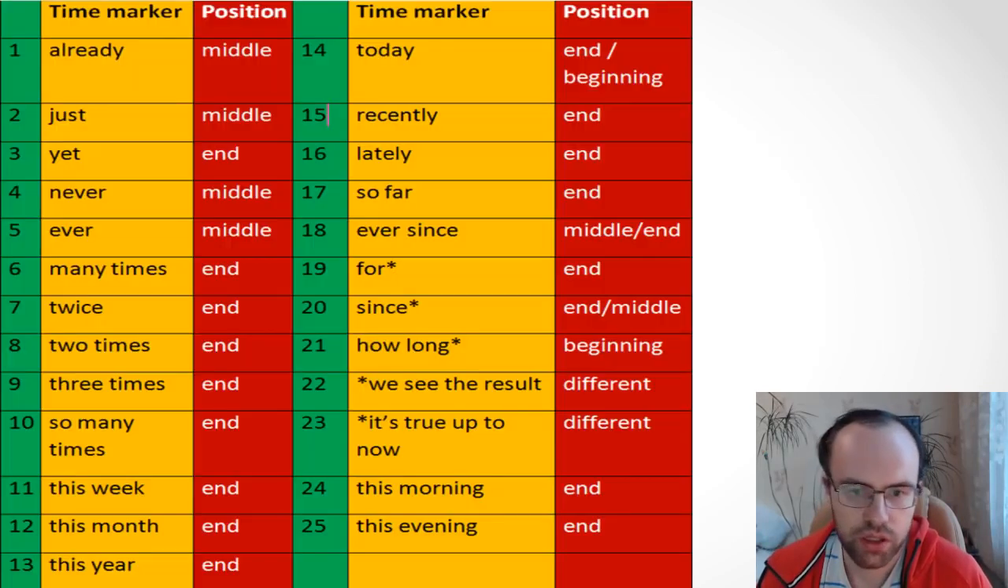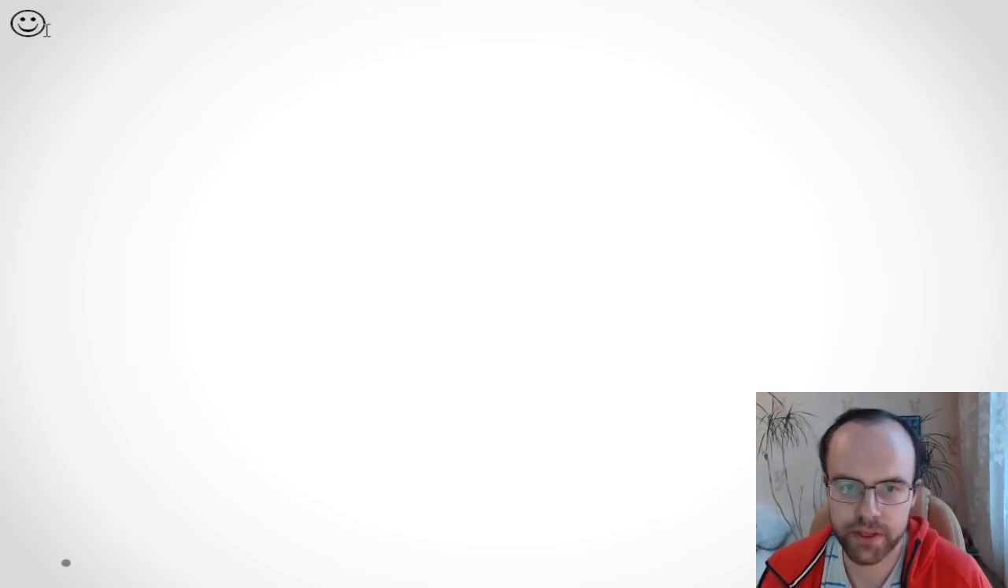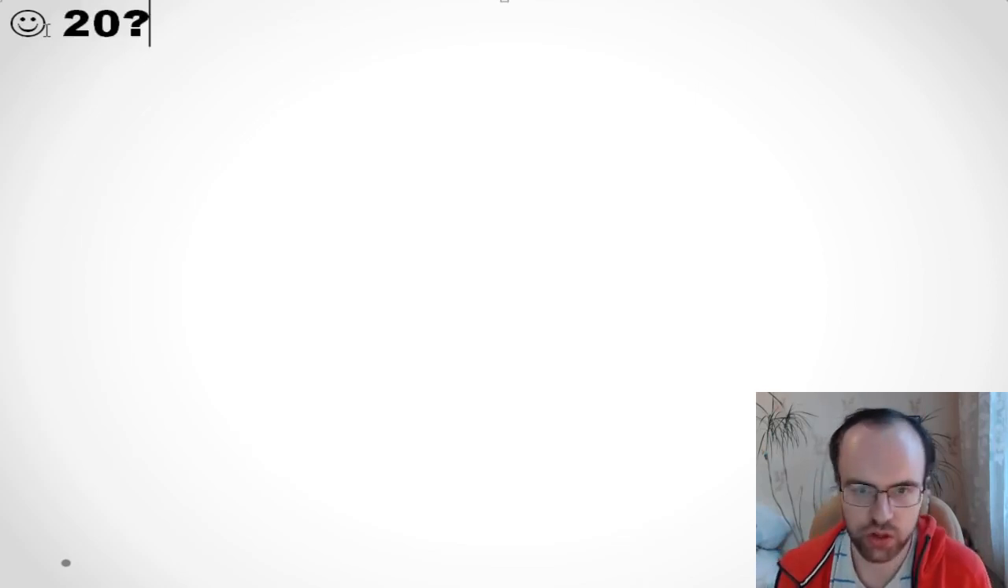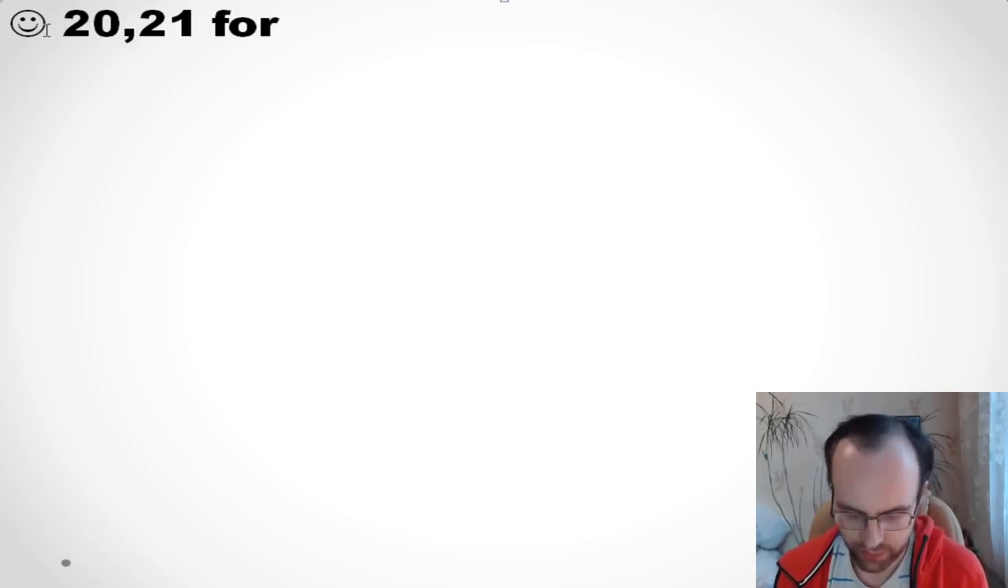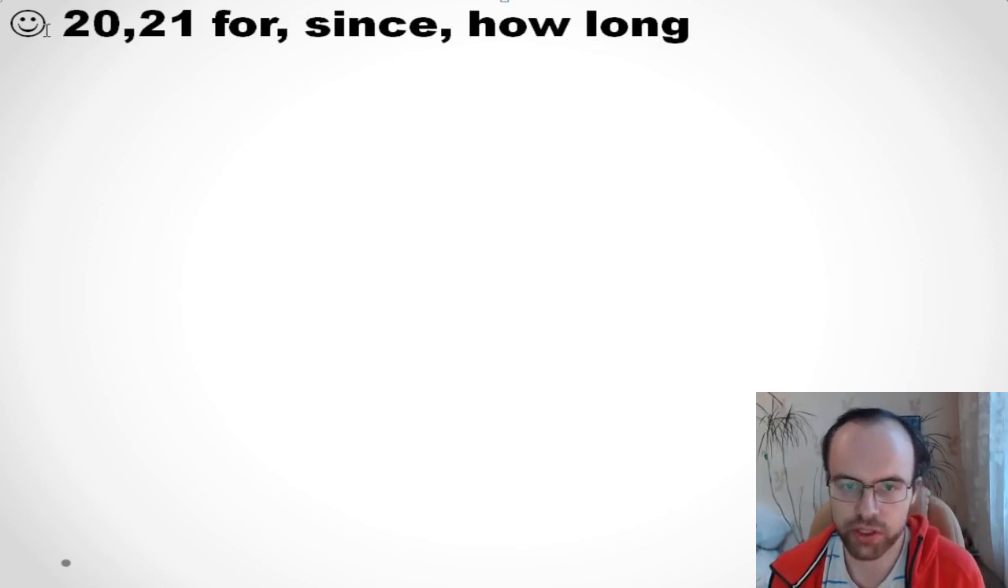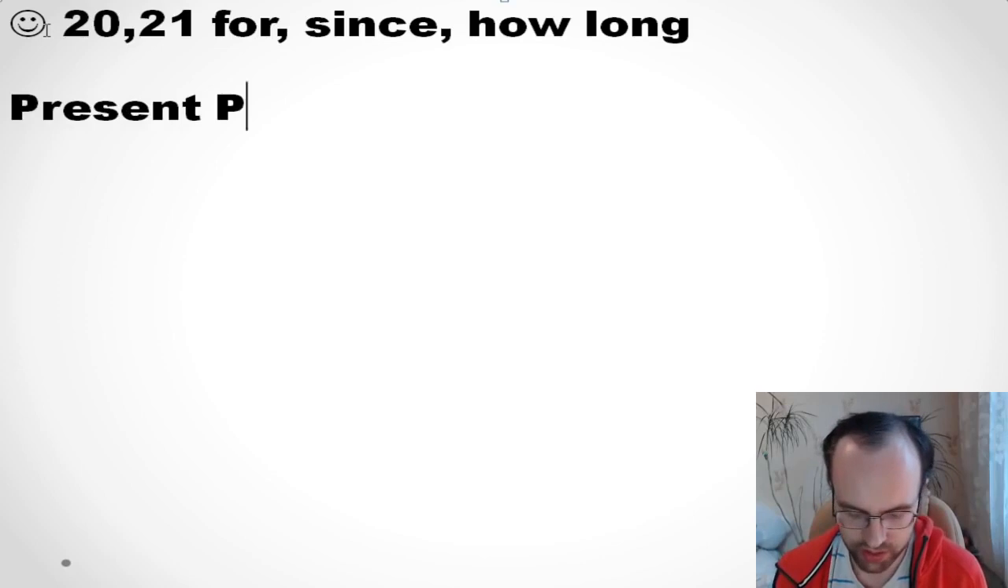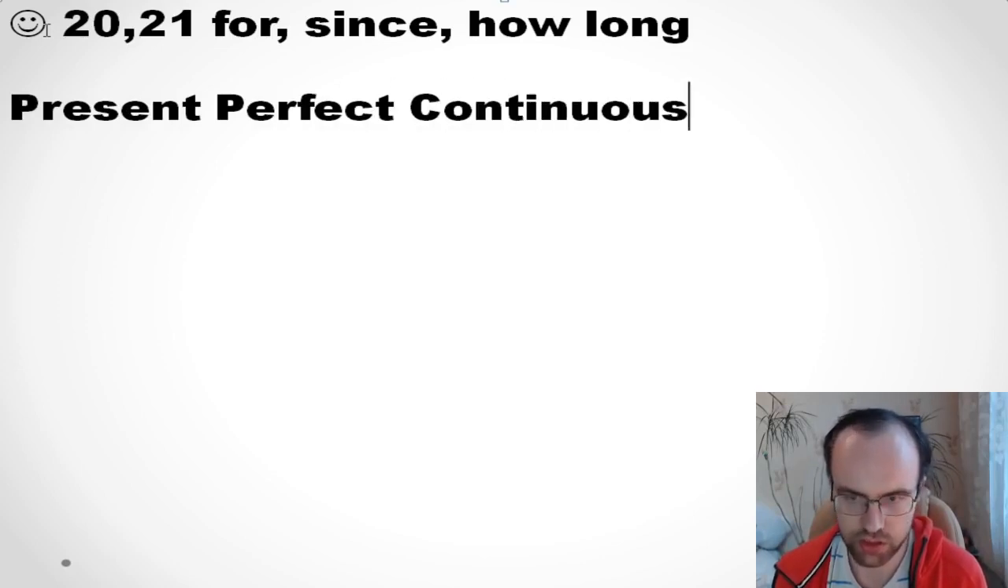Okay. So we also need to have a look at for, since, and how long, yeah? And I want to tell you something related to these words. So you see, it's for, since, and how long. The thing is that we normally use present perfect continuous with these words.